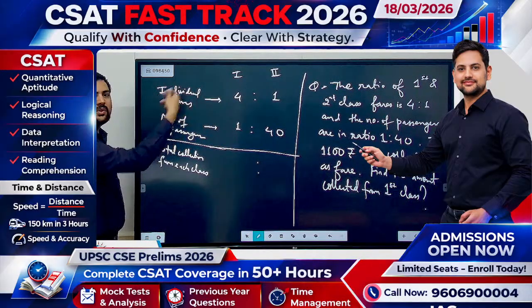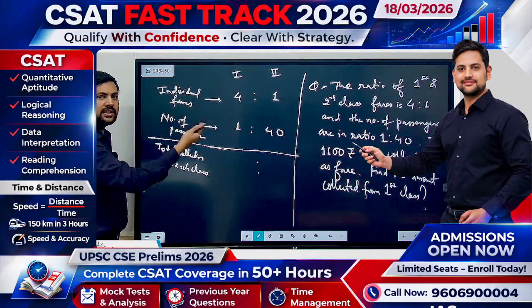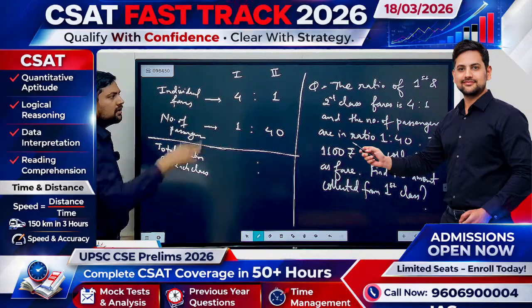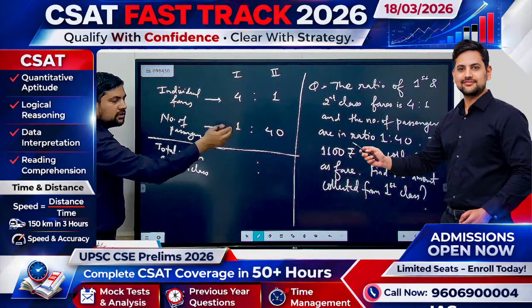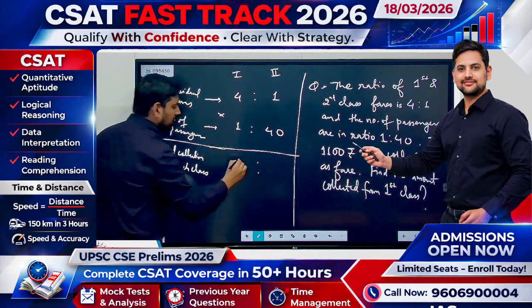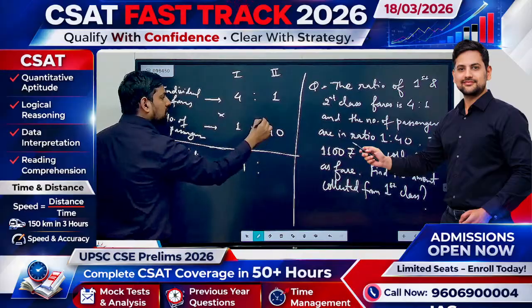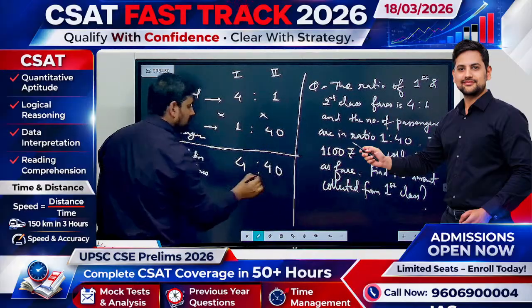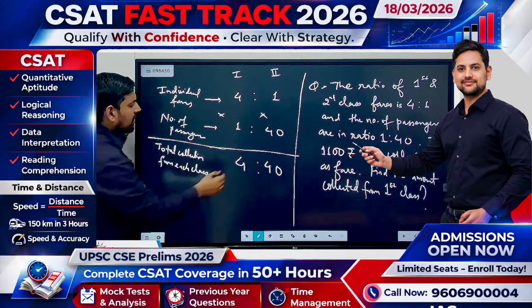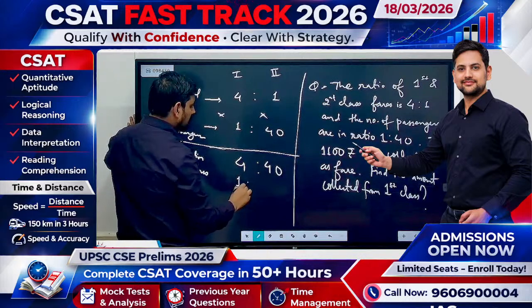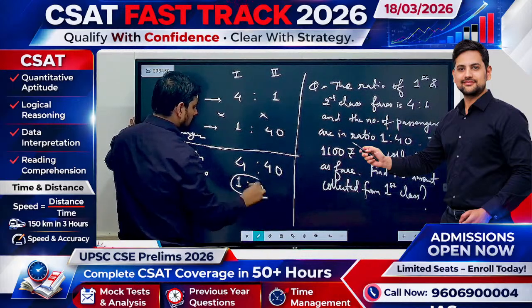Let's say the fare is 400 rupees. Number of passengers is 100. So what is the total money you will get? 400 into 100. So here, what you will get? 4 into 1. So you get 4 here. 1 into 40. So you get 40 here. This is the ratio that you get in terms of total collection from each class. Of course, 4 and 4 can cancel out. So this becomes 1:10.